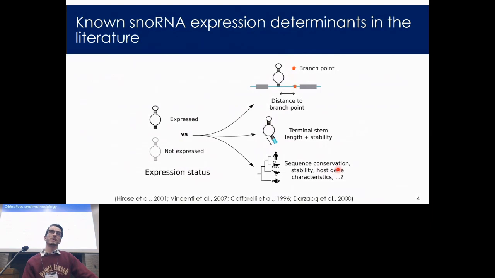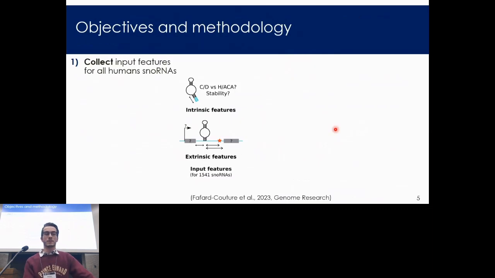So the objectives and methodology of my project are separated in 3 steps. The first one being to collect different input features for all human snoRNAs. These features can either be directly related to the snoRNA, such as the whole structure stability, the terminal stem stability, whether the motifs or boxes are conserved within the snoRNA, and so on. And there's also a lot of extrinsic features, such as the distance of the snoRNA to the branch point or to surrounding exons, what is the host gene function, is the host gene expressed or not, and so on and so forth.